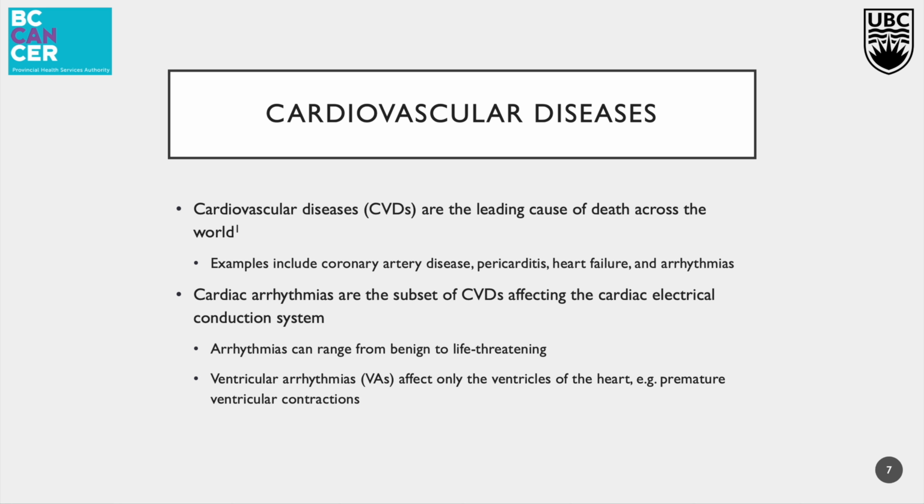Cardiac arrhythmias are the subset of cardiovascular diseases affecting the cardiac electrical conduction system, and these can range from benign to life-threatening. Arrhythmias include types of abnormally fast heart rate, or tachyarrhythmias, abnormally slow heart rates, or bradyarrhythmias, as well as just otherwise irregular heart rates. Ventricular arrhythmias, a specific type of arrhythmia, affect only the ventricles of the heart. An example of this are premature ventricular contractions. These are somewhat common and usually benign, and often feel like a skipped or extra heartbeat.